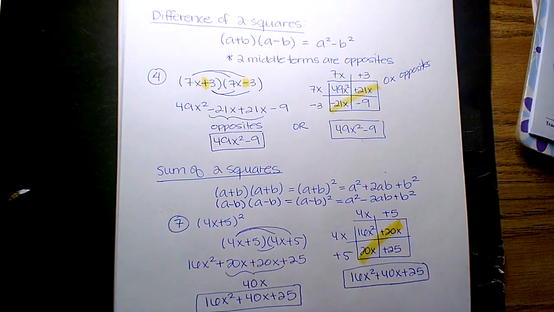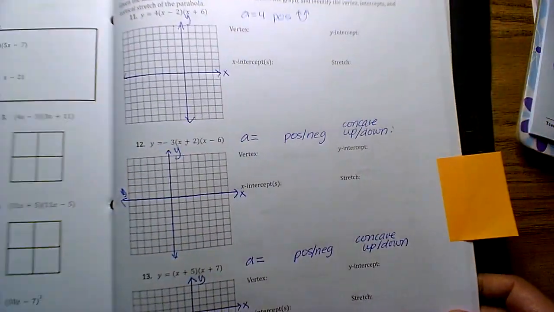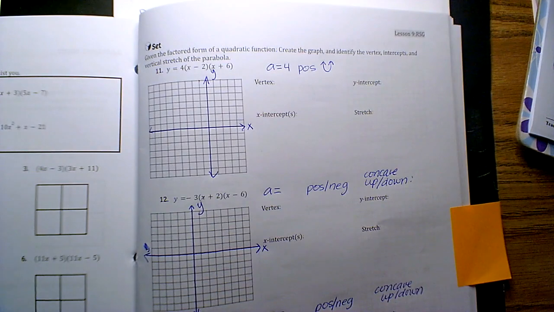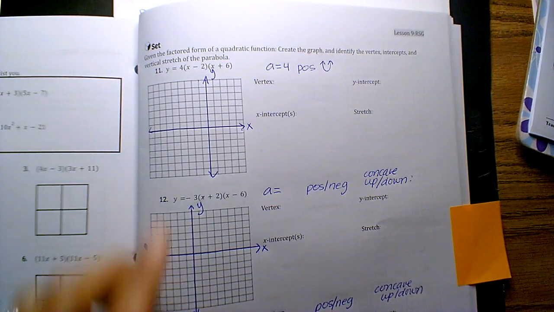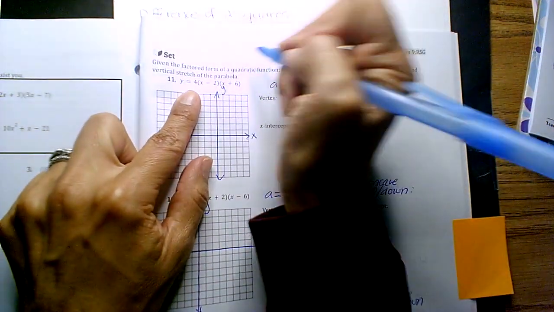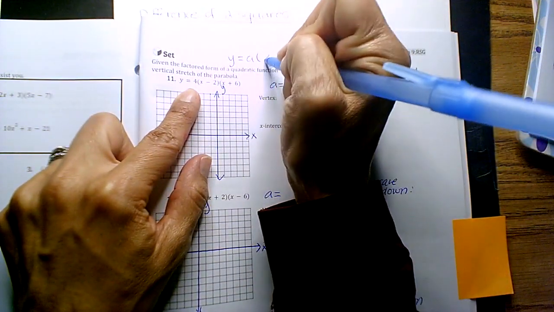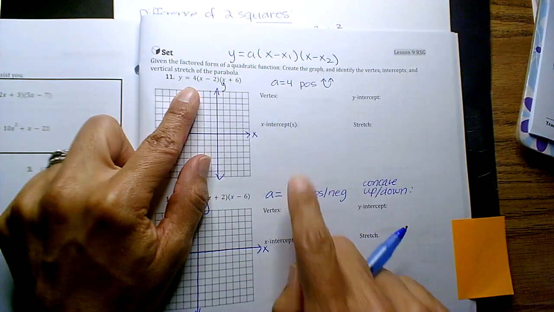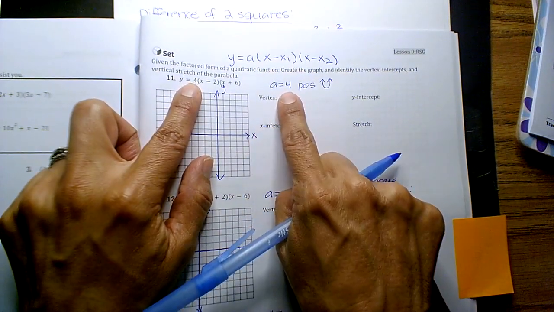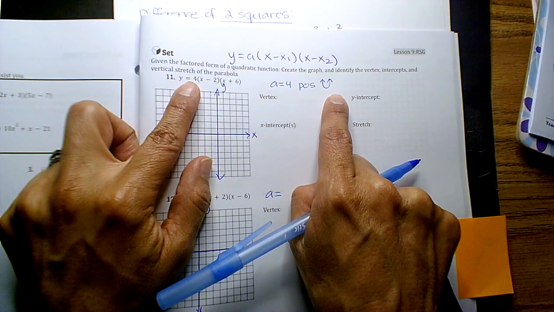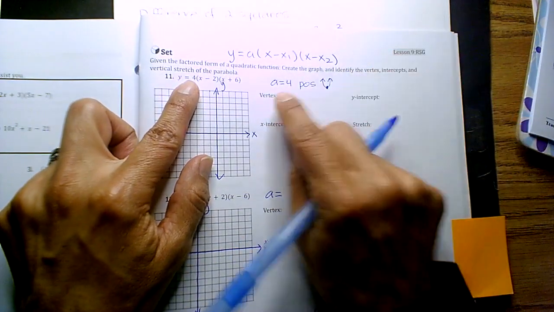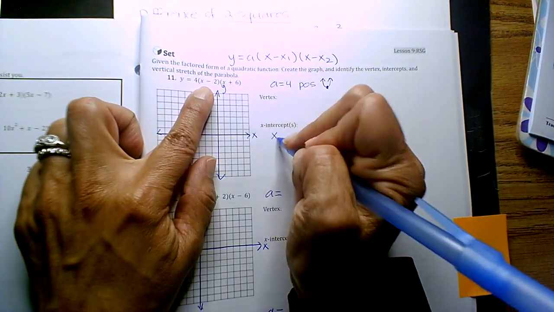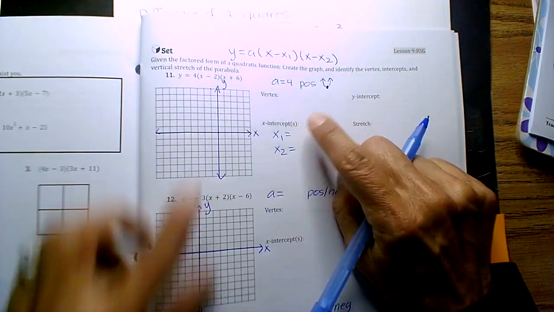All right, let me do the next thing. Now page 87. Let's solve number 11, calculator 10. The a value, remember, it's y equals a(x minus x1)(x minus x2). My a value is 4. It's positive, so I know it's going to be concave up, right? What is my vertex? We'll find that. What are my x-intercepts? My x1, x2, what are my two numbers?